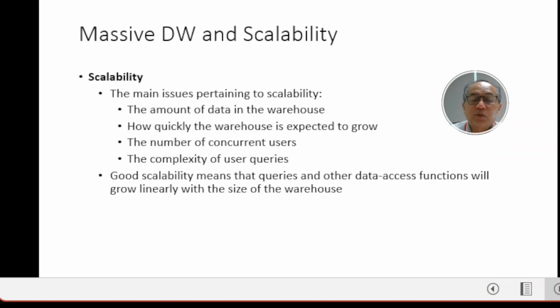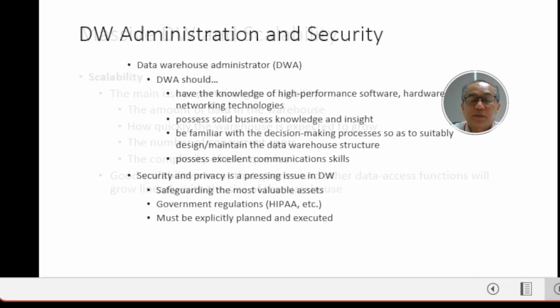So data warehouses need to be scalable. The main issues pertaining to scalability are related to the amount of data in the data warehouse, how quickly the data warehouse is expected to grow, the number of concurrent users at one time, and the complexity of the user queries.